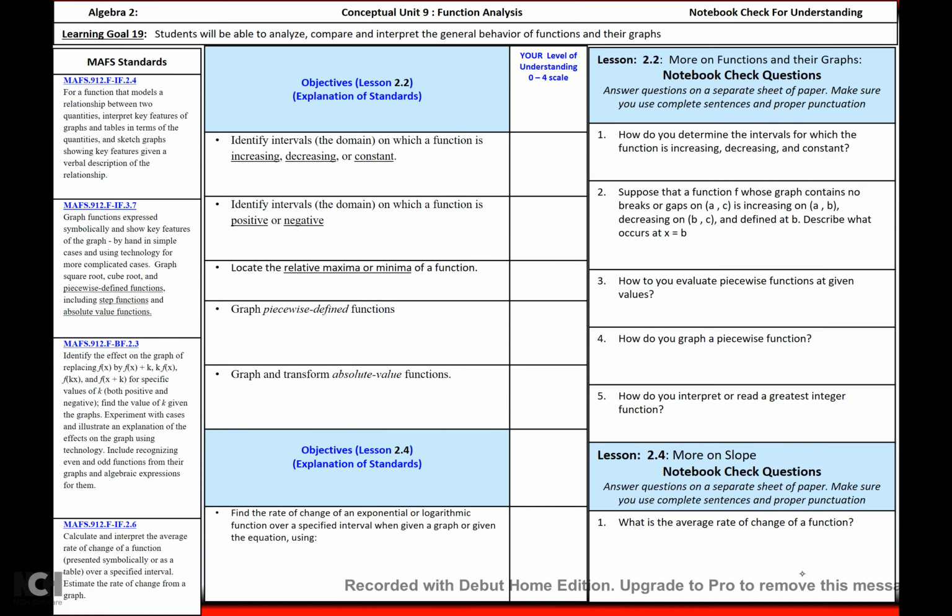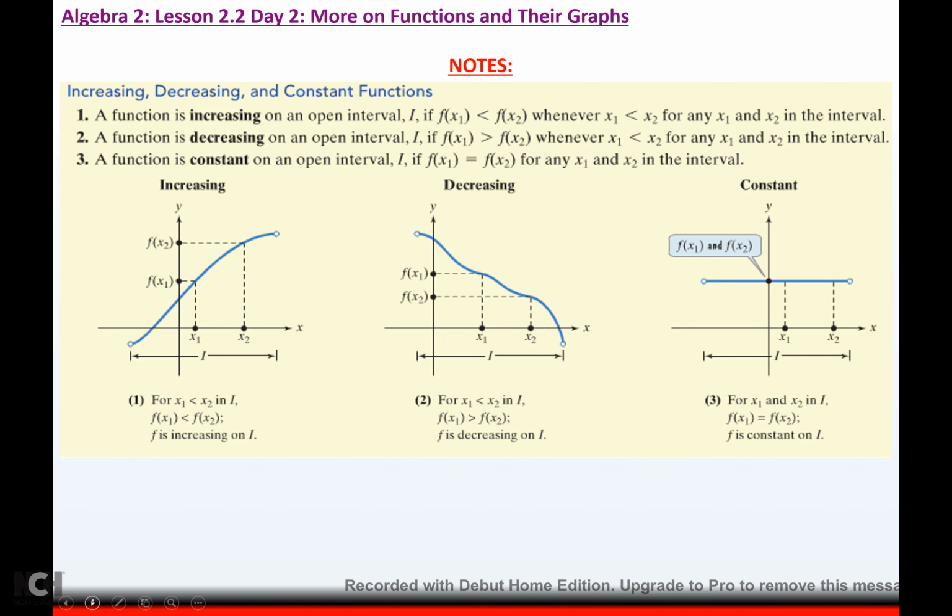Today we are going to talk about functions and their graphs. We're starting conceptual unit 9. All right, increasing, decreasing, and constant functions.